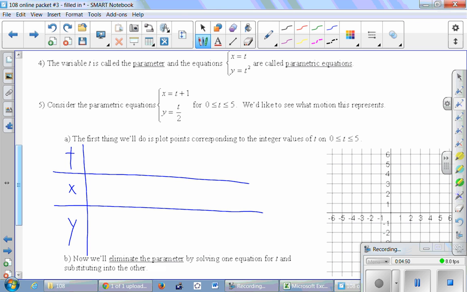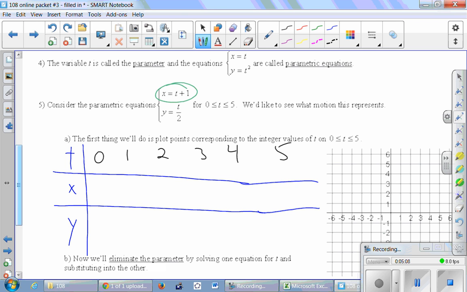And the values of t that we're going to have will be the integers from 0 to 5: 0, 1, 2, 3, 4, and 5. And then we're going to plug these guys into the x and into the y. So let's plug them into the x first.